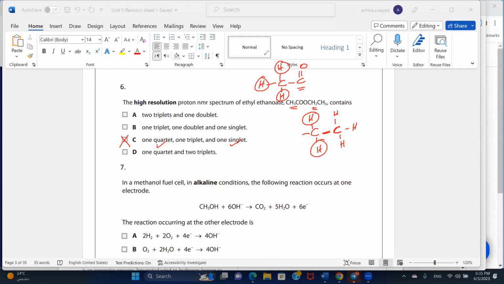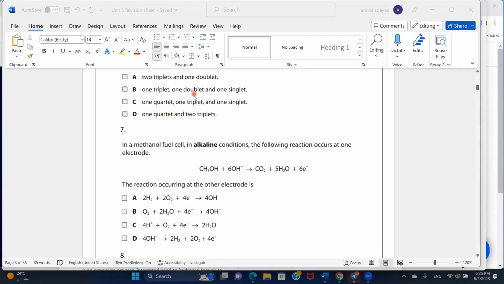And on the other hand, these 3 hydrogens are present in the same environment. They are bonded to a carbon. Their neighbor carbon contains 2 hydrogens. According to the n+1 rule, 2 + 1 makes 3. So they will appear as a triplet. Okay. Any question?